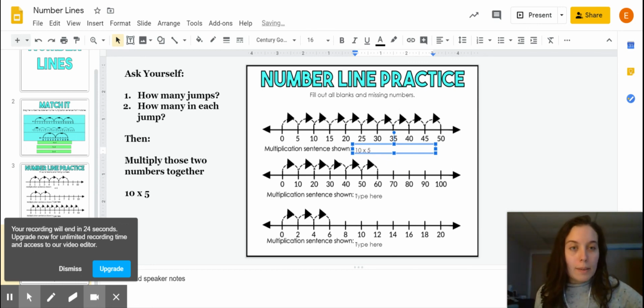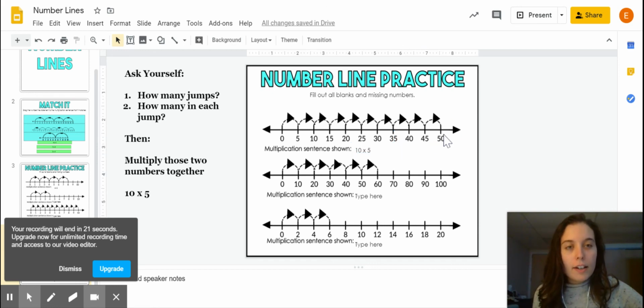All you need to write is 10 times 5 and just keep going. But if you look, 10 times 5 is 50. And the very end of that number line is what number? That's right, it's 50. We'll talk about that more next time. In the meantime, write those multiplication sentences. Number of jumps times number in each jump. Okay, guys, good luck.